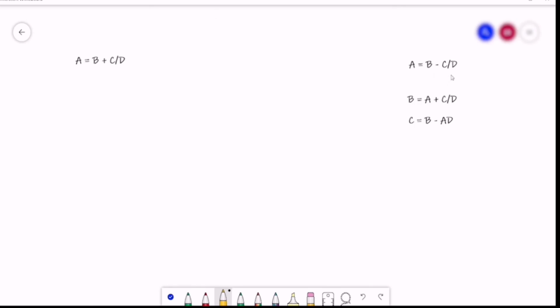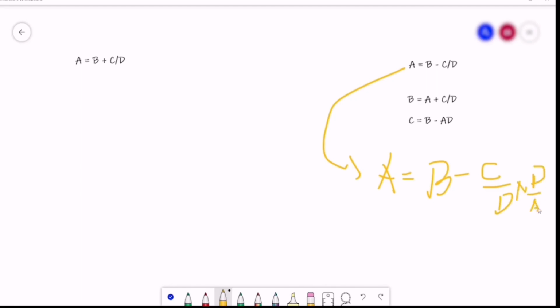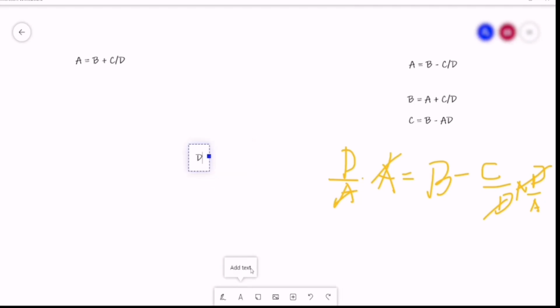Okay, so now let's continue. We have here A is equal to B minus C over D times D over A. That's good. We get to do the same thing here, which is D, then we eliminate A on this side and eliminate D on this side, causing us to have a resulting formula of D equals B minus C over A.